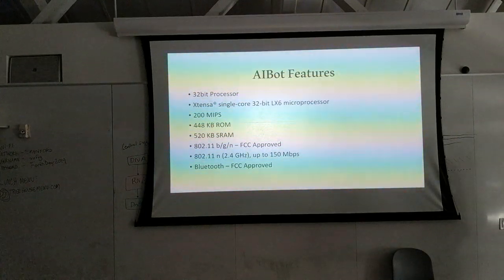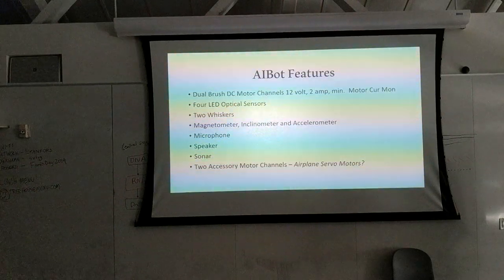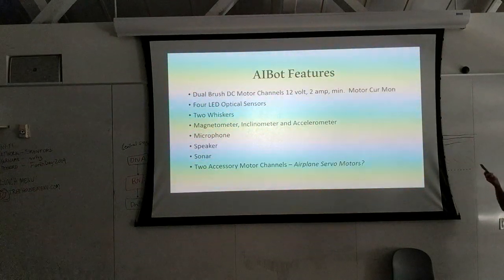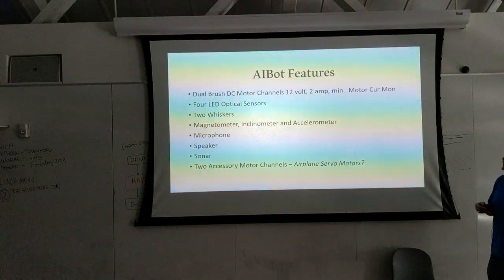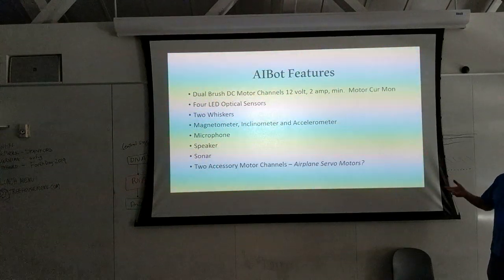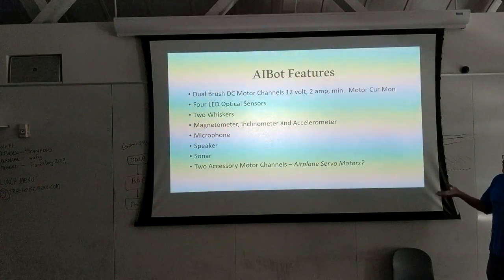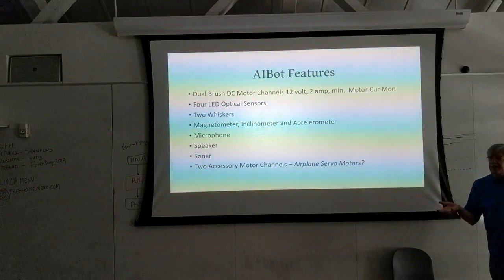So the features are, we got dual brush DC motors, runs on 12 volts, use 12 volt motors, 4 LED optical sensors, 2 whiskers. I added a magnetometer, inclinometer, accelerometer to it. So it's going to be able to sense a lot.